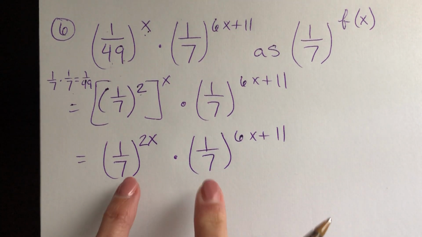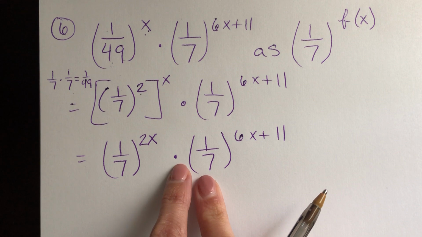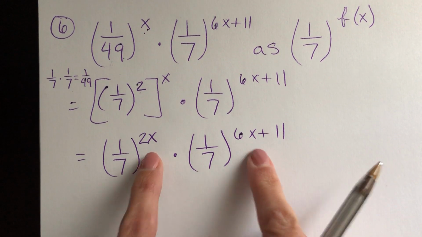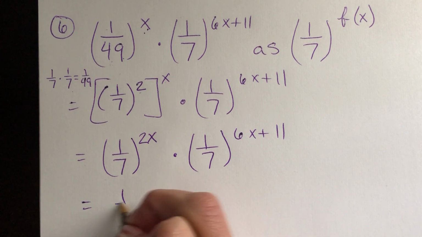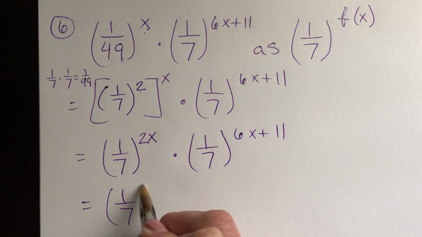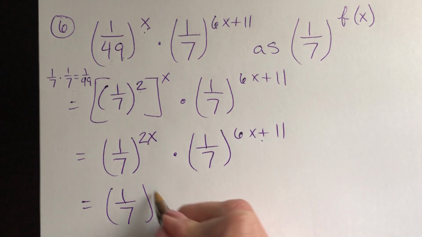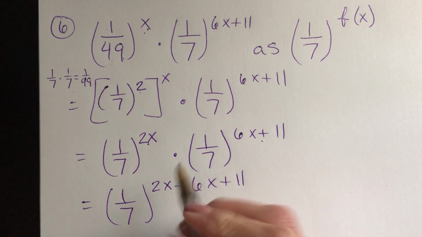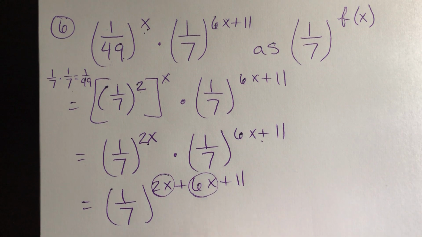Okay, same base, we're multiplying. The rule is when you're multiplying, you add exponents. So we're gonna add these two exponents together. That's 2x plus 6x plus 11. Combine your like terms.